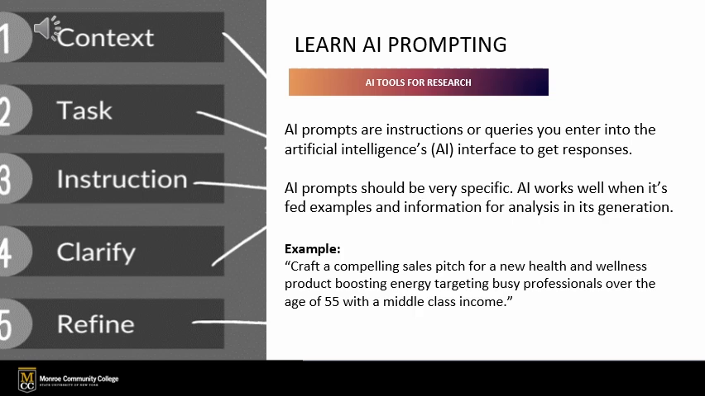Here's an example. Compare "write about health" to "craft a compelling sales pitch for a new health and wellness product that boosts energy, targeting busy professionals over the age of 55 with middle class incomes." The second prompt gives the AI clear parameters, a specific audience, and concrete goals. The more context and boundaries you provide, the safer and more useful the output becomes. Learning to prompt well is a skill worth developing.